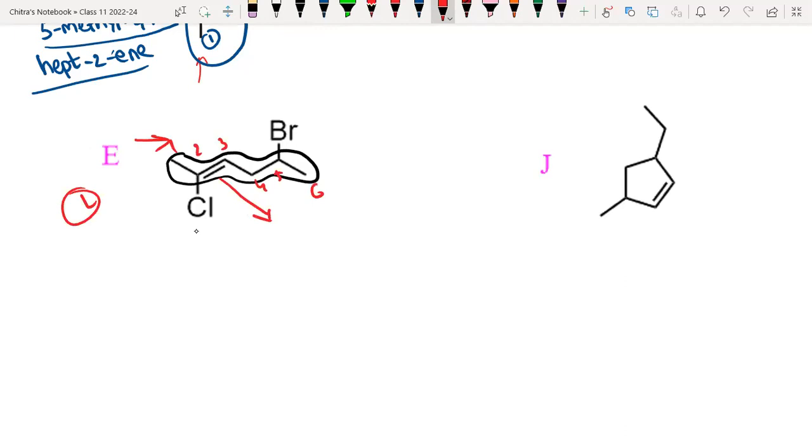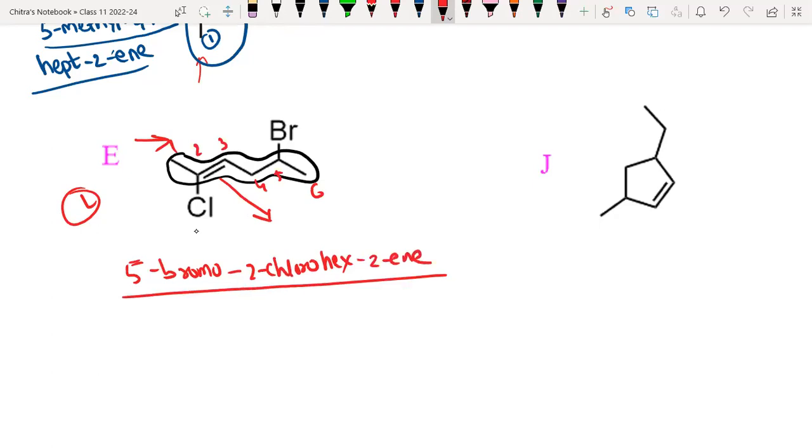So we have to write the name of substitution first. So B we have, and we have C. 5 bromo, 2 chloro. Then hex for 6 carbon. We had second position for double bond, so it is 2 ene. Easy. So 5 bromo, 2 chloro, hex, 2 ene. Easy, everyone?